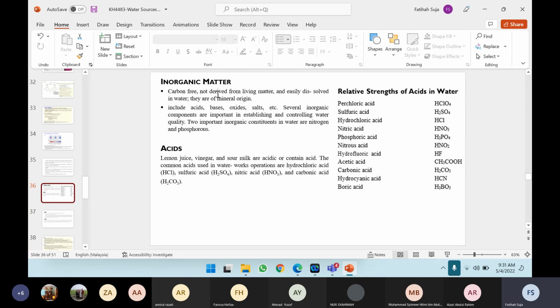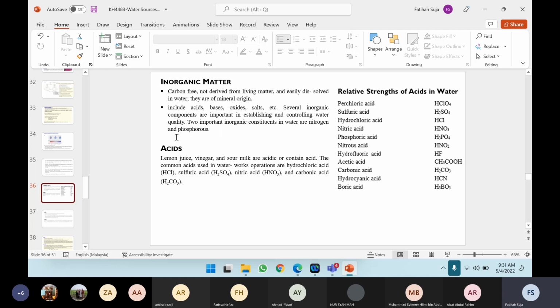Inorganic matter. What does inorganic matter mean? Carbon-free, not derived from living matter, and easily dissolved in water. They are of mineral origin, so usually it's not harmful. They include acids, bases, oxides, salts, etc. Several inorganic components are important in establishing and controlling water quality. Two important inorganic constituents in water are nitrogen and phosphorus.